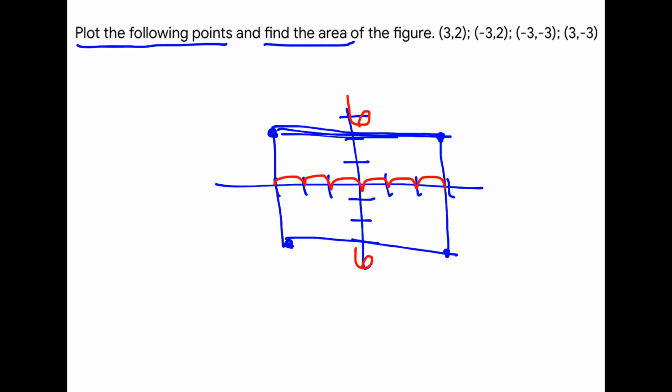That's our base. Our height, we have 1, 2, 3, 4, 5. So our height is 5. Now you have our base and you have our height, so you can go ahead and find our area by doing our base times our height.